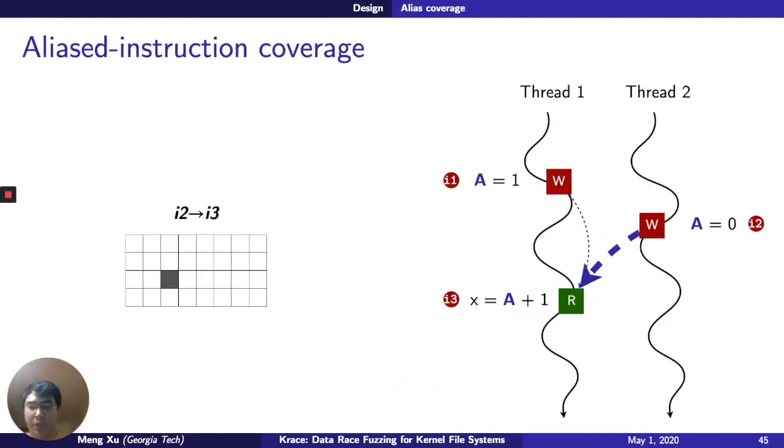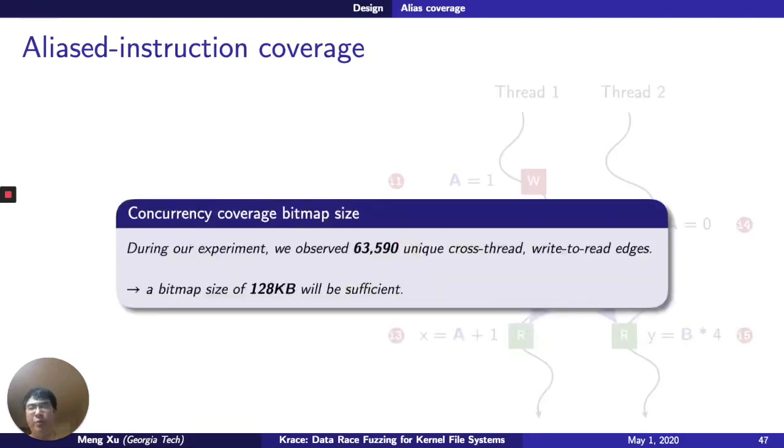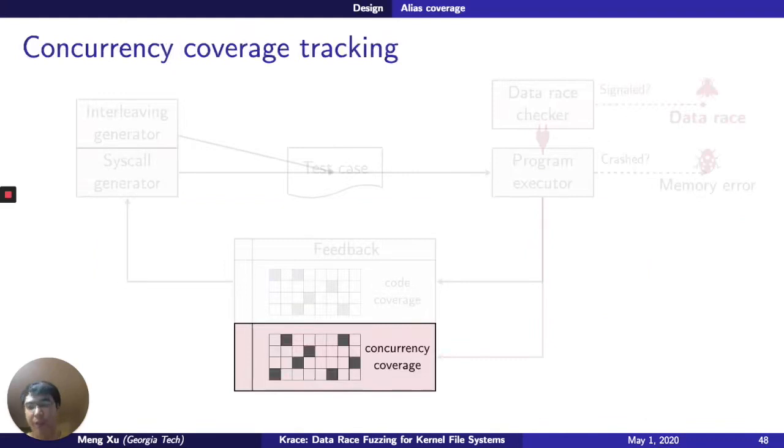So similar to the edge coverage, we use a bitmap to track how much you have explored in the concurrency dimension. Basically, if we see one write to read definition, we mark 1 bit in the bitmap. And if we see write to read at different locations in the instructions, we mark 2 bits in the bitmap. During our experiment, we observed around 64,000 unique cross-thread write-to-read edges, which means a bitmap of size 128 bytes should be sufficient, which is way better than the 600 million bits in the bitmap. And this bitmap size is roughly on par with what people have been using for AFL and syscall. So this is how we design the coverage bitmap for the concurrency dimension.